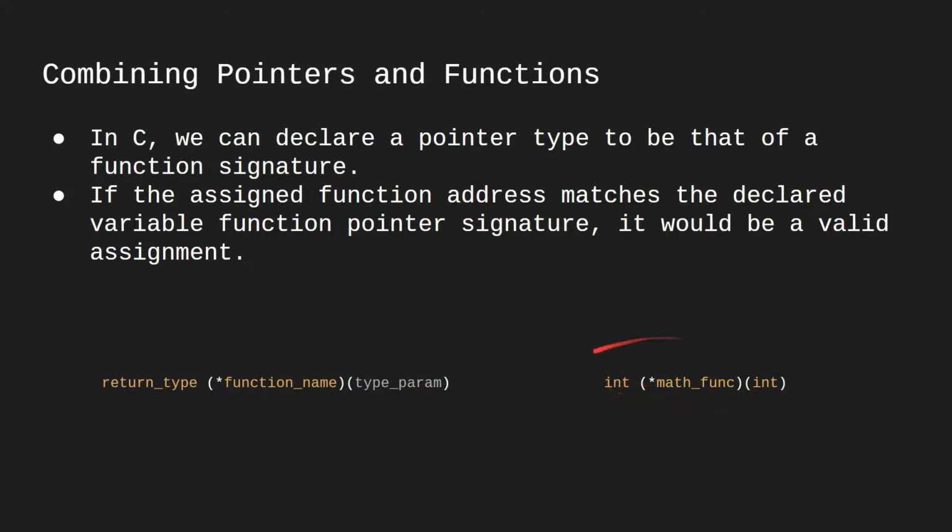Let's say that we have a math function, just like we had before, our increment function. And what we can do is have an increment with a pointer here, and then it matches the actual signature of that particular function.